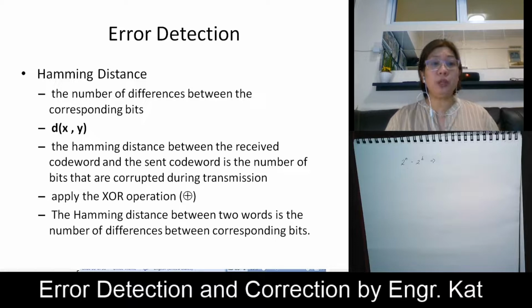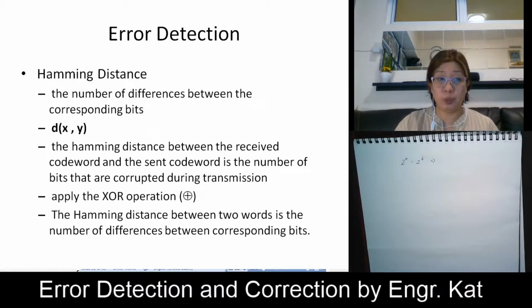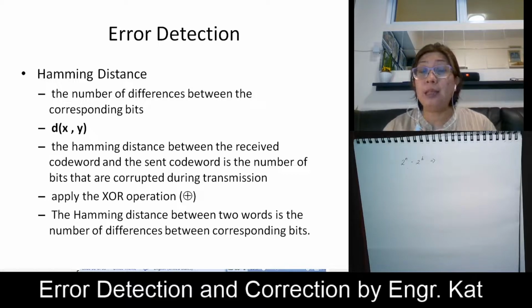So Hamming distance is one of the central concepts in coding for error control. We usually consider Hamming distance between two words that have the same size, so we always get the Hamming distance if the two words have the same sizes. So why is Hamming distance important for error detection? The Hamming distance between the received code word and the sent code word is the number of bits that are corrupted during the transmission. In Hamming distance, we usually apply the XOR operation. In your logic circuits, you have already discussed it, so you have an idea what an XOR operation is. The Hamming distance between two words is the number of differences between corresponding bits.